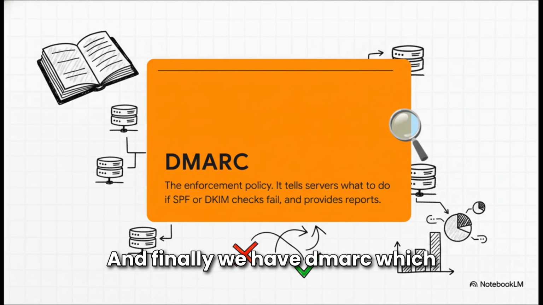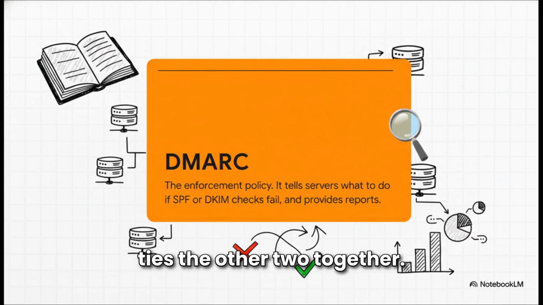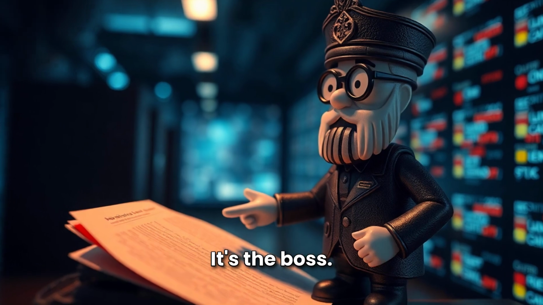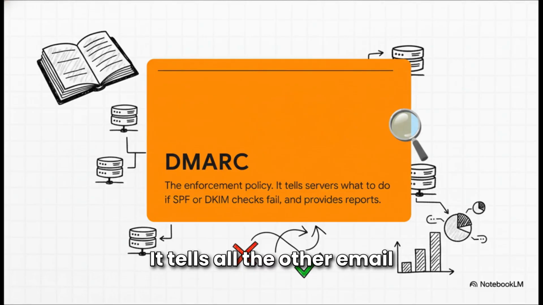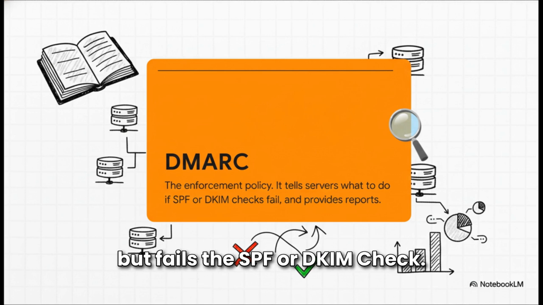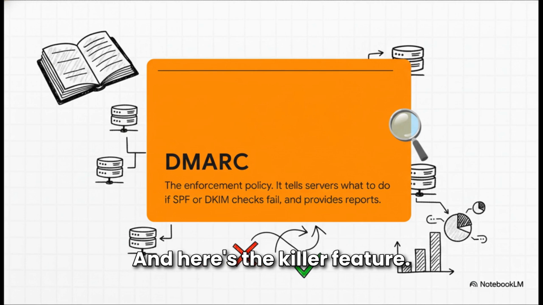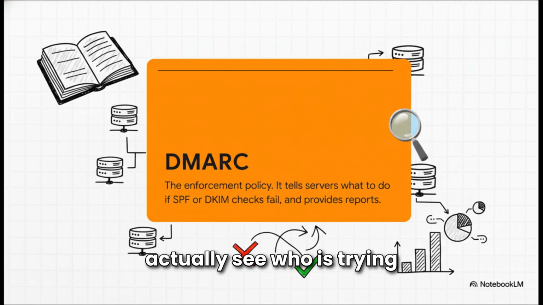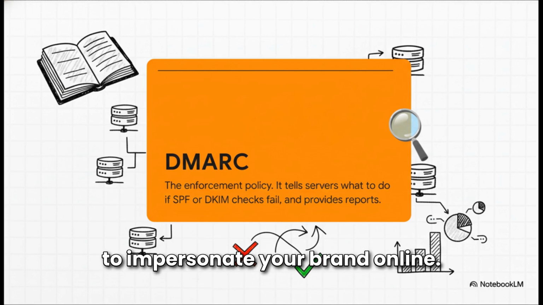And finally, we have DMARC, which ties the other two together. DMARC is the rule book. It's the boss. It tells all the other email servers out there what to do if an email looks like it's from you but fails the SPF or DKIM check. And here's the killer feature. It sends you reports so you can actually see who is trying to impersonate your brand online.